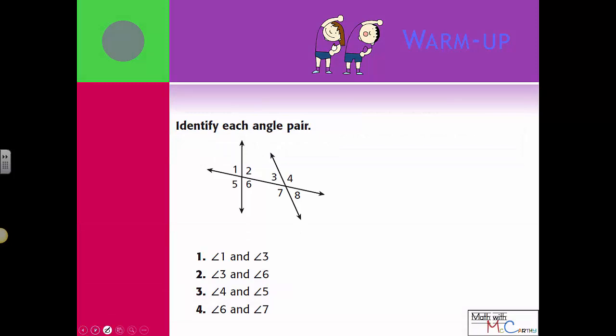Let's do a quick review or recap over the previous section just to make sure we're familiar with the different kinds of angles. So this says identify each angle pair. If I look at angle 1 and angle 3, those are what we would call corresponding angles.